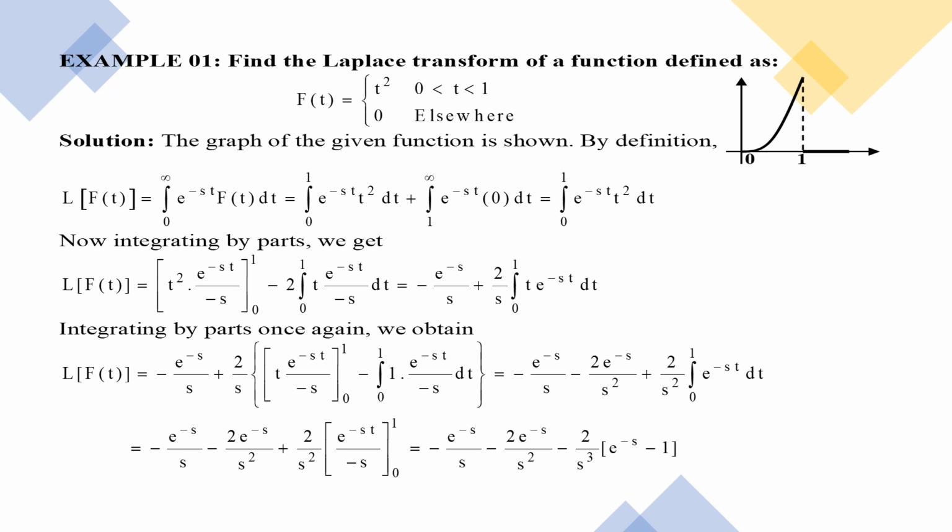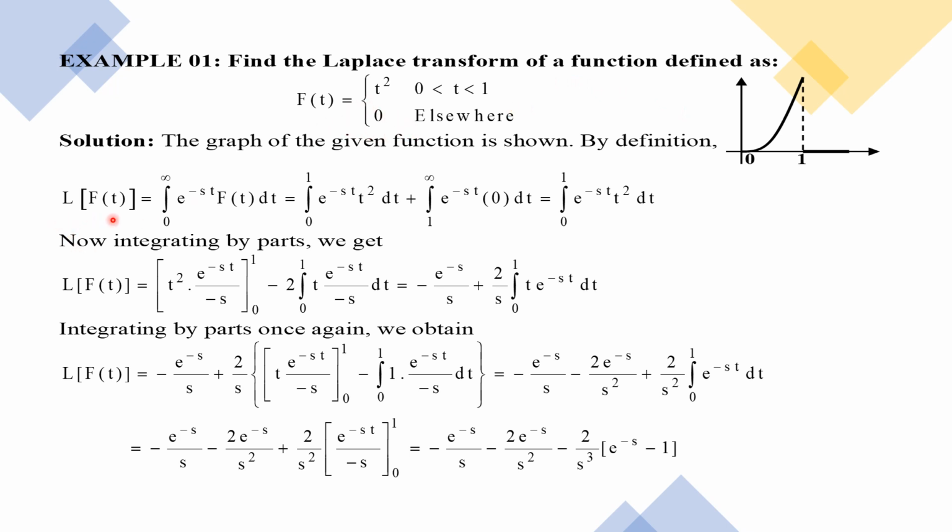Find the Laplace transform of a function defined as f of t is equal to t square whenever t is between 0 and 1, and elsewhere f of t is equal to 0. Between 0 to 1, the function f of t is equal to t square, and elsewhere this function f of t is 0. In fact, this is a discontinuous function, so we discuss the Laplace of this function.